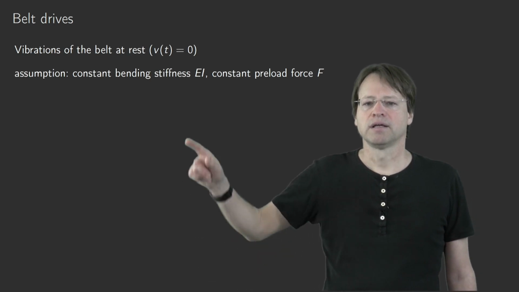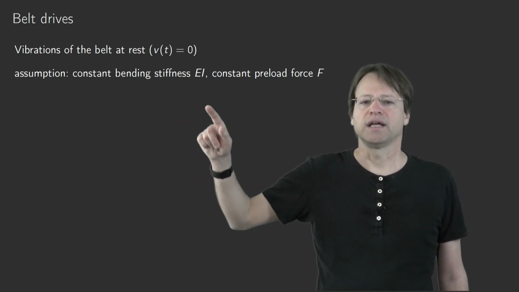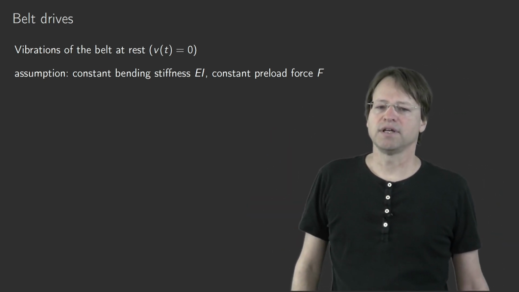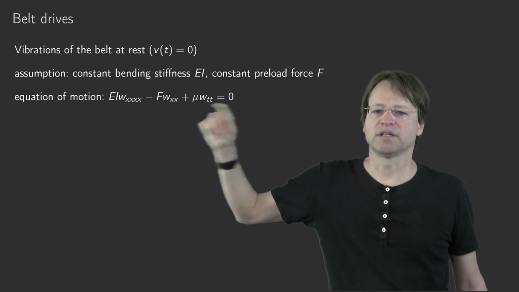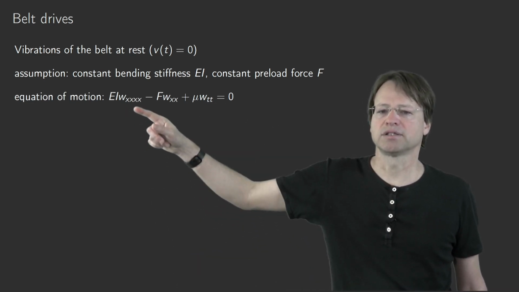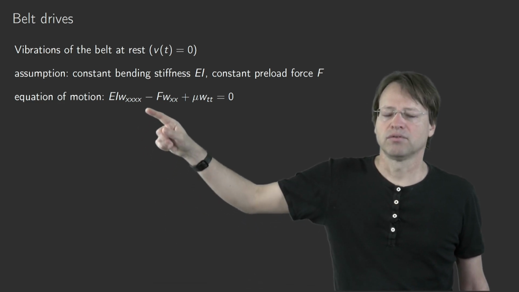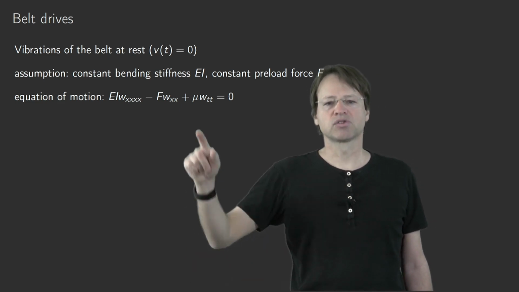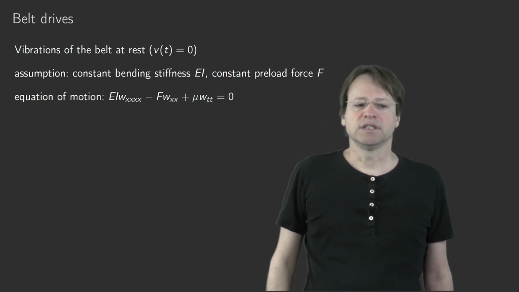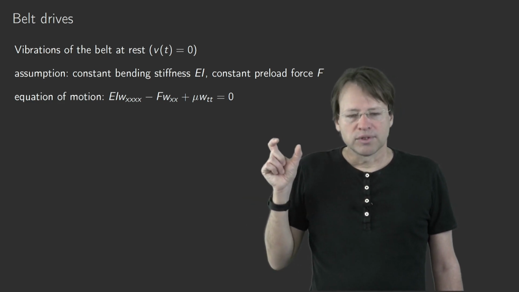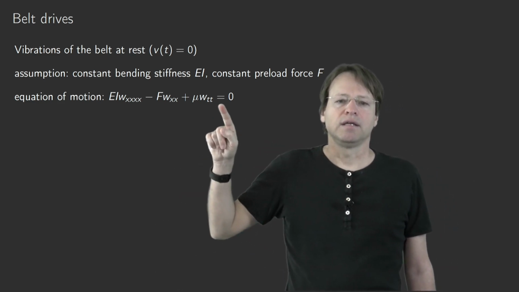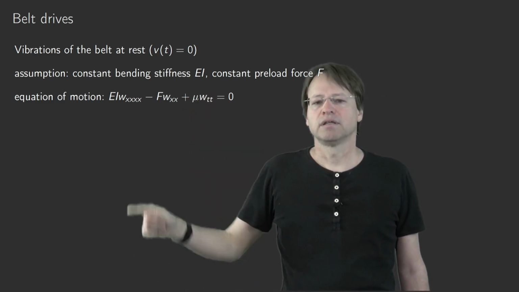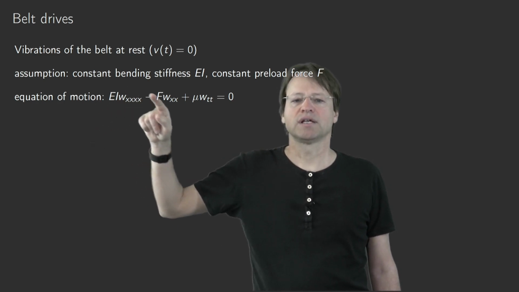We consider the belt at rest, we consider a constant bending stiffness, a constant preload force F. So the equation of motion is then simplified a little bit more. It's EI, the bending stiffness, W, fourth derivative with respect to x, minus F, W, second derivative with respect to x, plus mu, W, tt. All the terms are well separated. The derivative with respect to time sits in one term. The derivatives with respect to space sit in the other two terms.